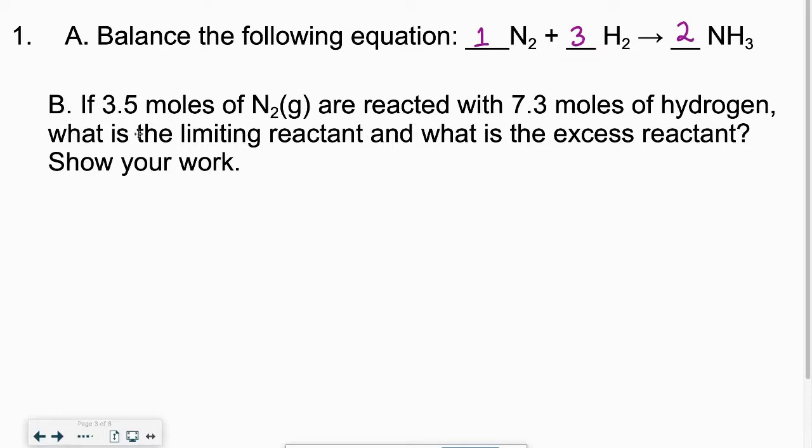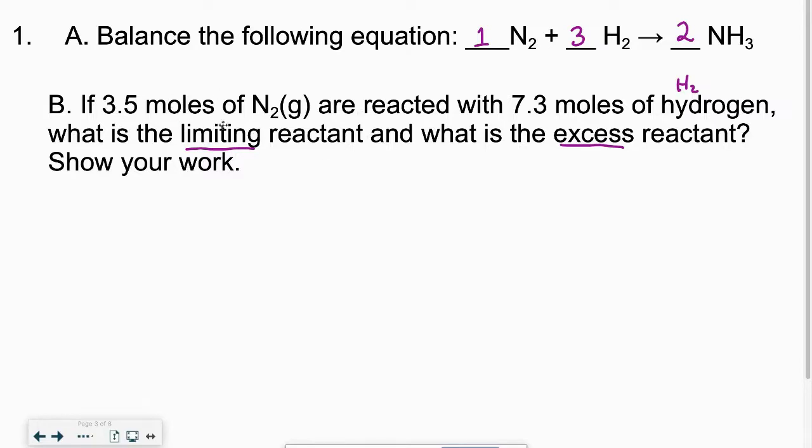Part B says, if 3.5 moles of N2 gas are reacted with 7.3 moles of hydrogen, what is the limiting reactant and what is the excess reactant? So we're given these amounts of N2 and H2. Hydrogen here is H2. And we want to figure out which reactant is going to be limiting our reaction, which one is going to get all used up, and which reactant will have some left over.